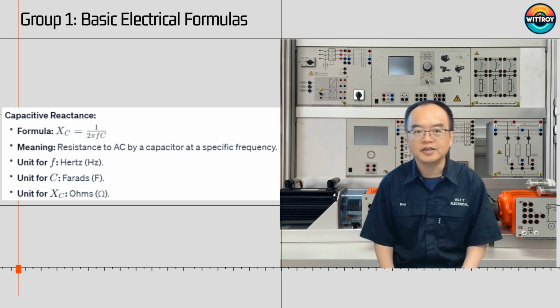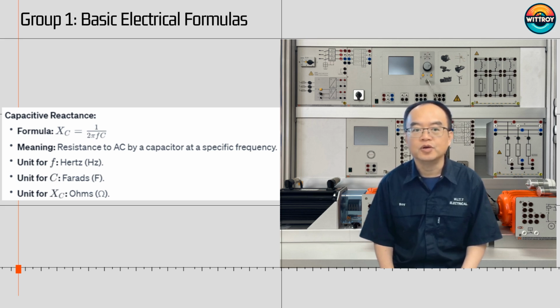C, capacitance, the ability of a capacitor to store an electric charge. The unit for capacitance is farads. Xc, capacitive reactance, the opposition that a capacitor offers to AC. The unit for capacitive reactance is ohms. This formula helps us understand how a capacitor resists the flow of AC at different frequencies, which is crucial in designing and analyzing AC circuits.